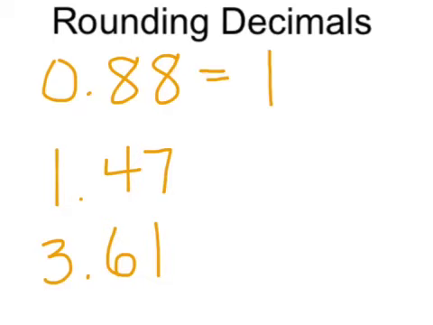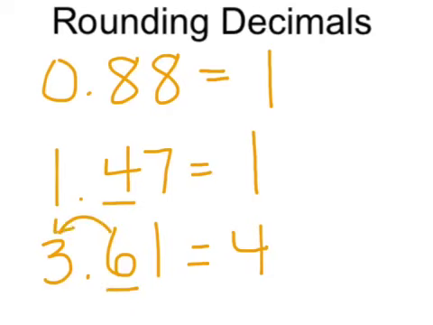88 hundredths rounds to 1 because 8 is bigger than 5. 1 and 47 hundredths is going to also round to 1. This is because the 4 is smaller than 5. 3 and 61 hundredths is going to round up to 4. This is because 6 is bigger than 5, which told the 3 to go up to the next digit.